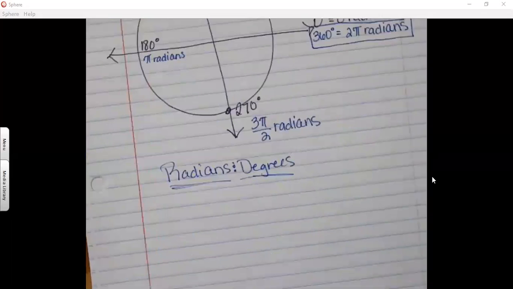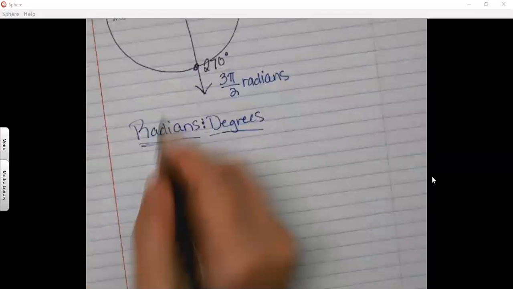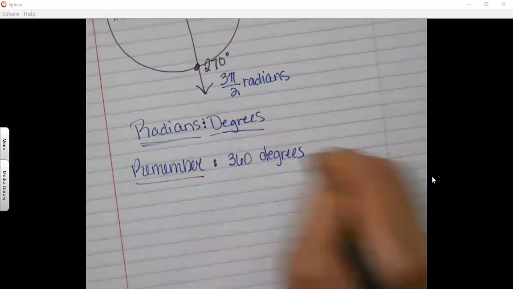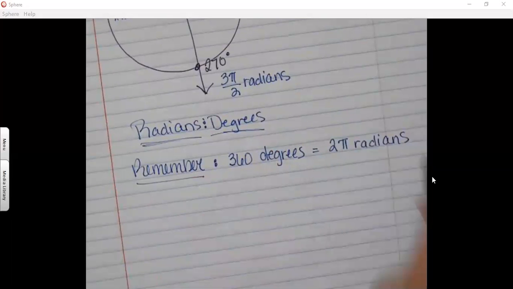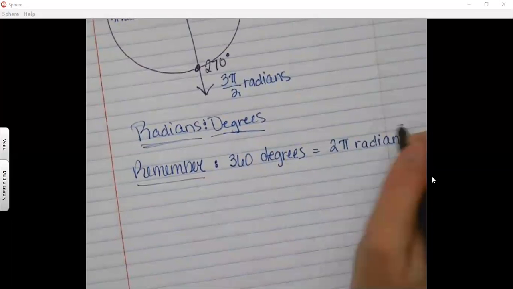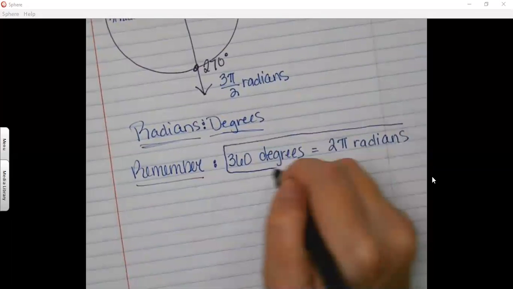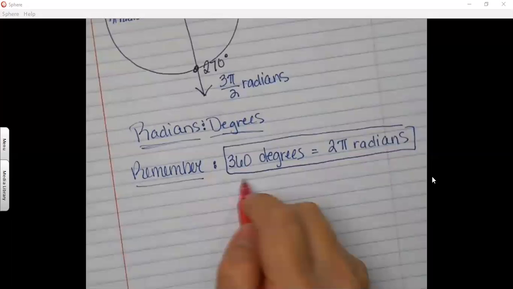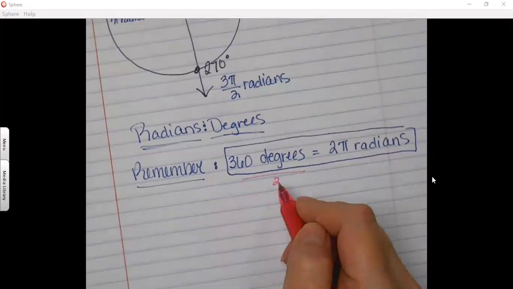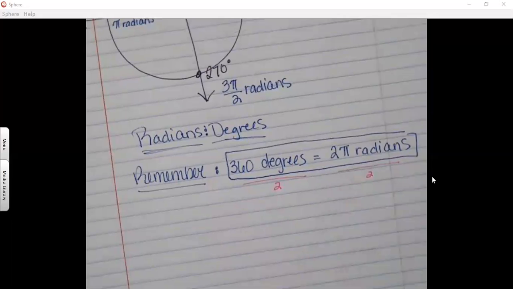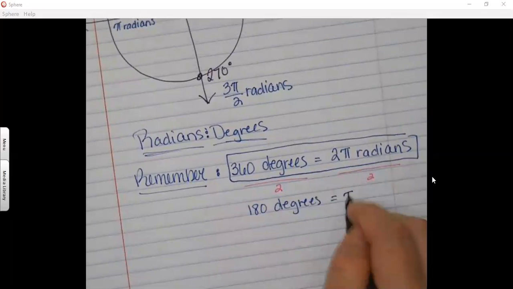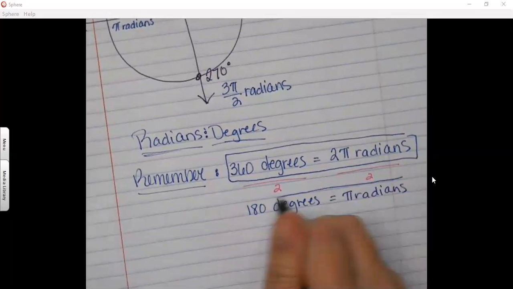So let's just remember that 360 degrees equals 2 pi radians. Right? We know that. We also know if we divide 360 degrees by 2 and divide 2 pi radians by 2, that 180 degrees will equal 2 pi radians divided by 2. That gives us pi radians. So we already knew that 180 degrees is equivalent to pi radians.